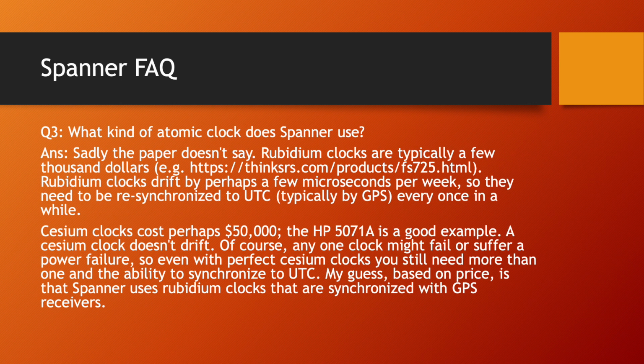What kind of atomic clock does Spanner use? Sadly, the paper doesn't say. Rubidium clocks typically cost a few thousand dollars, and rubidium clocks drift by perhaps a few microseconds per week, so they need to be resynchronized to UTC every once in a while. Cesium clocks cost perhaps around $50,000. The HP 5071A is a good example. A cesium clock doesn't drift. Of course, any one clock might fail or suffer a power failure, so even with perfect cesium clocks, you still need more than one and the ability to synchronize to UTC. My guess based on the price is that Spanner uses rubidium clocks that are synchronized with GPS receivers.